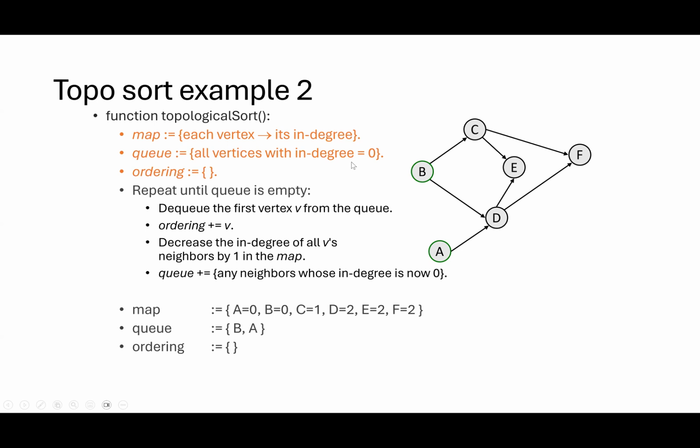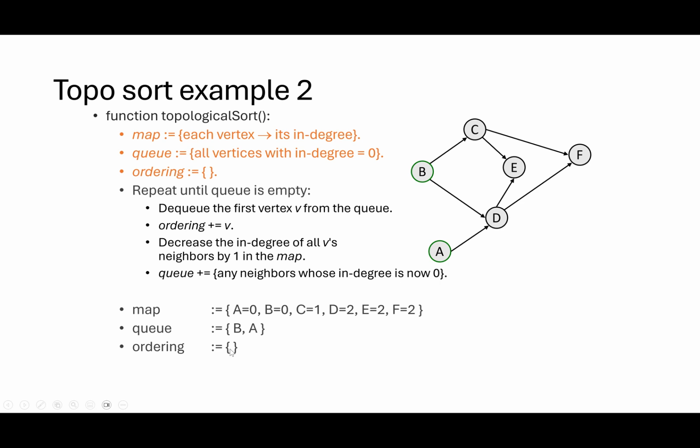Okay. Then in the queue, we can put all the vertices with in-degree of 0. So how many vertices do we have like that? We have 2 vertices, A and B, right? And initially we haven't started processing anything, so our ordering is empty. And let's see how many vertices we have. We have 6 vertices, right?